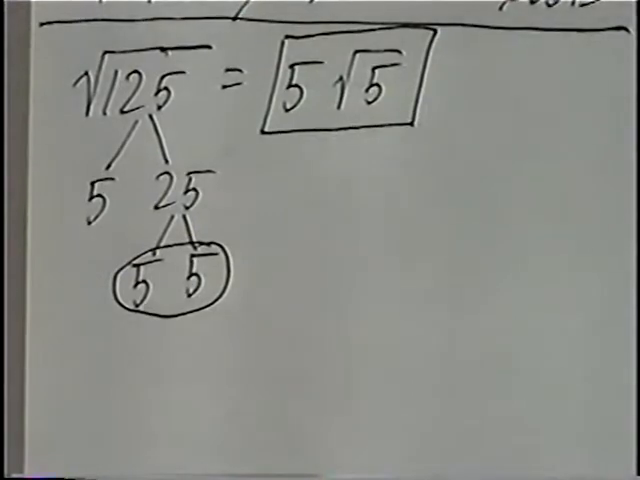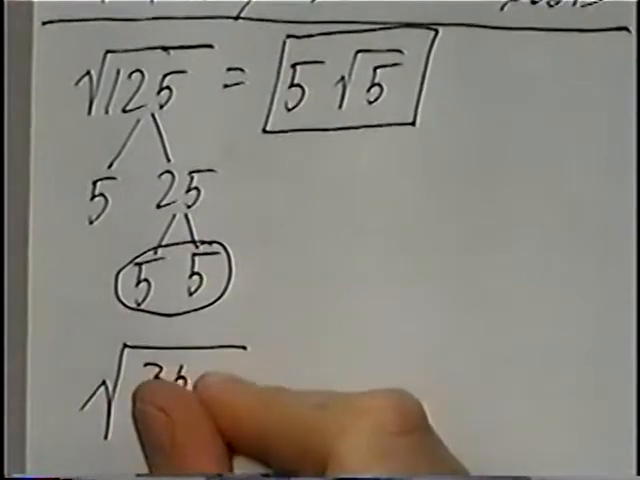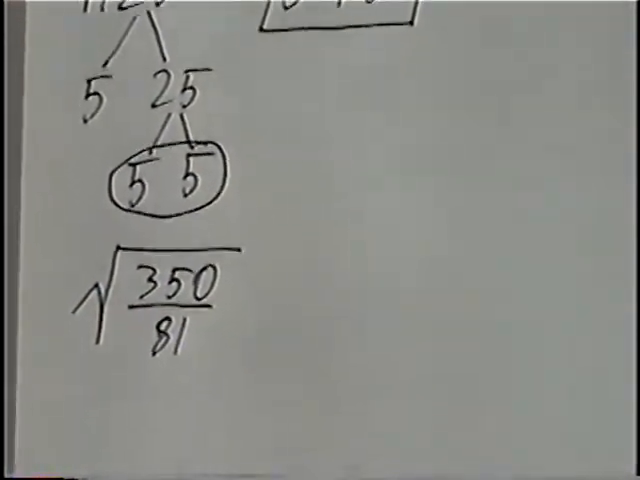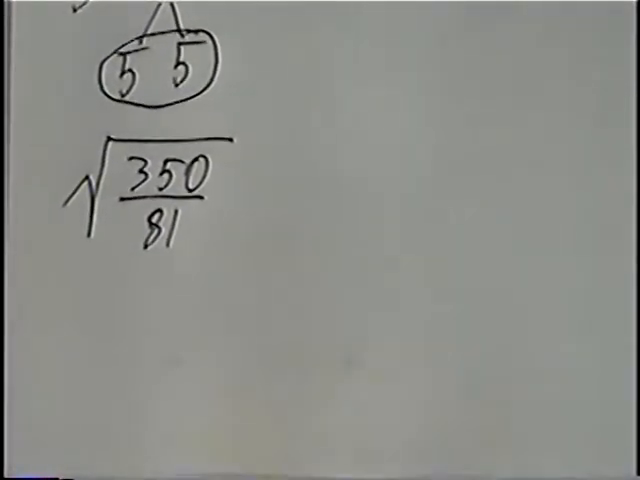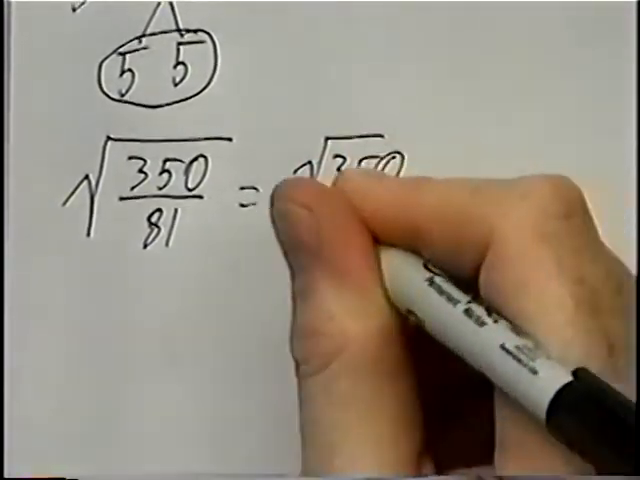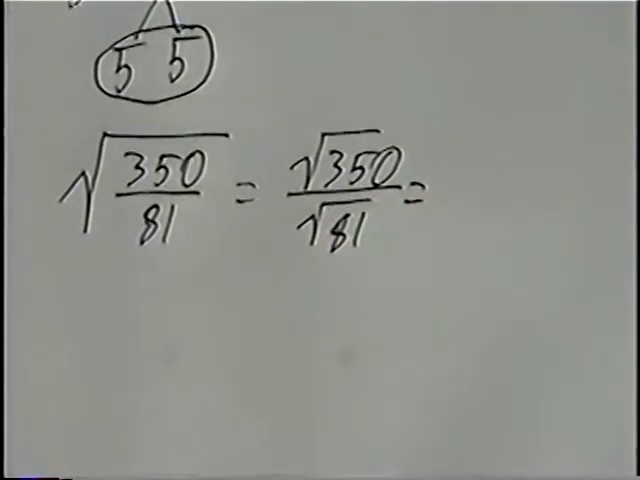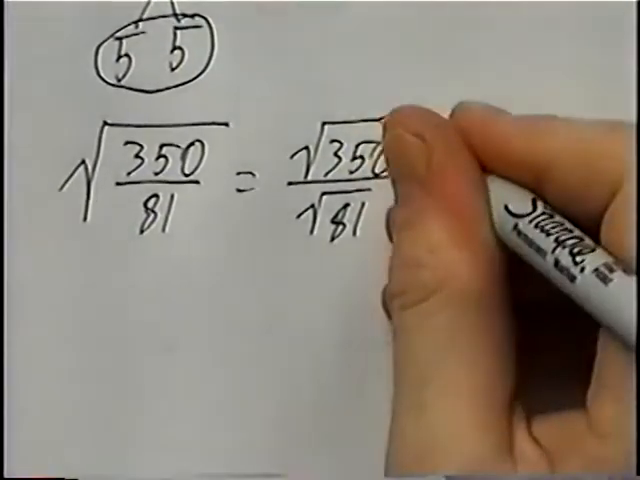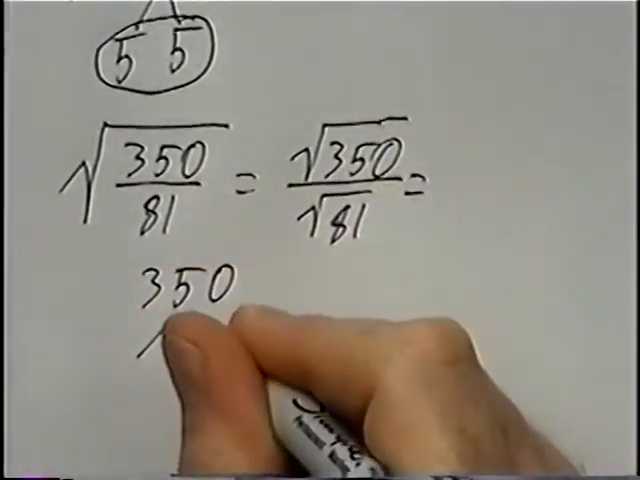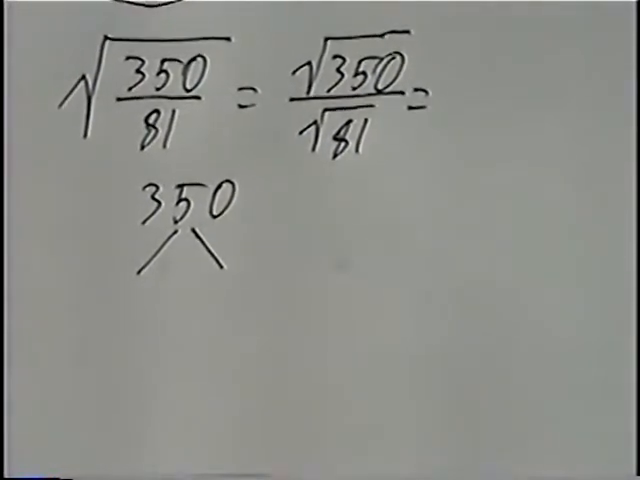And second question, last question for the section. We have the square root of a fraction, 350 divided by 81. Simplifying a square root with a fraction, we can take the square root of the top number or numerator and also the square root of the denominator. The first number, 350, we can take the square root of, again by doing a factor tree. You can pick any two numbers that multiply to get 350.